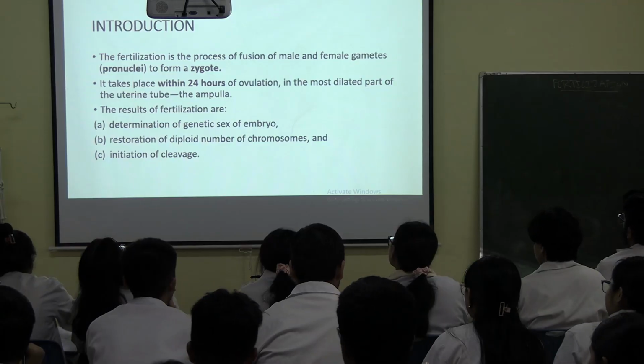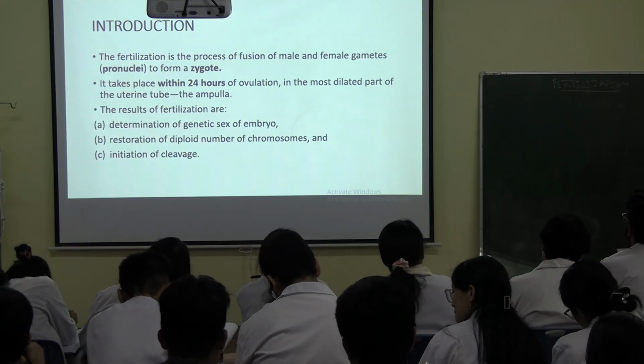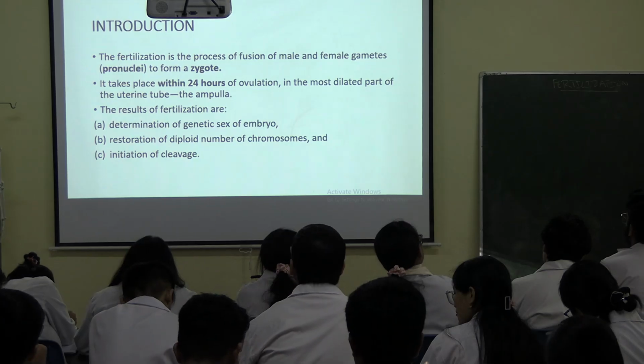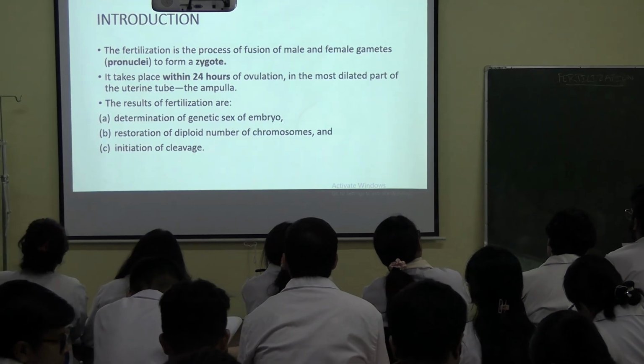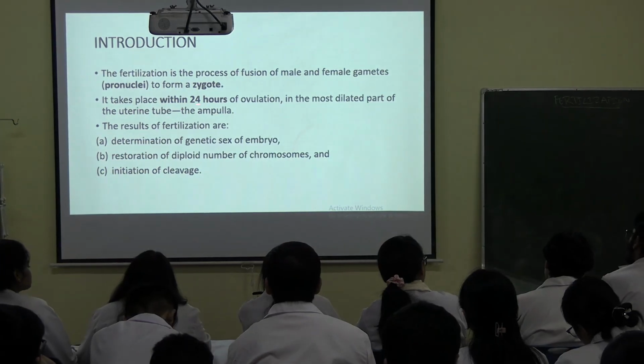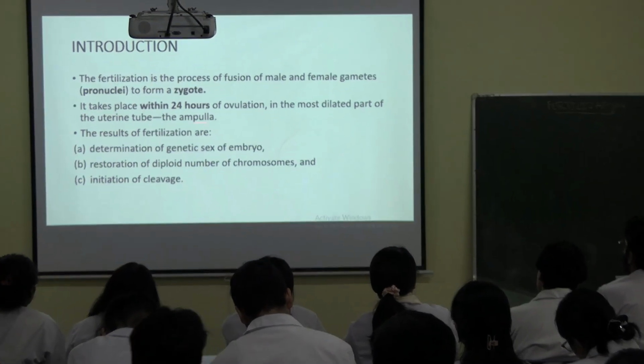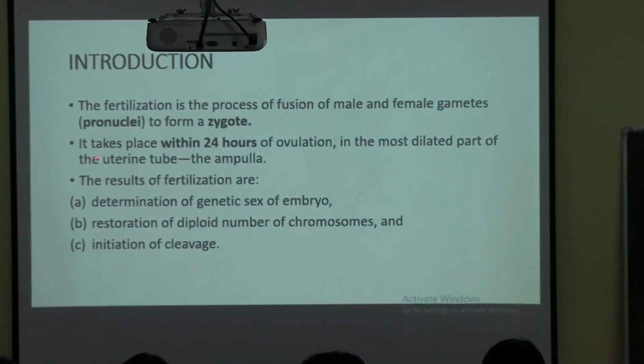The process of fusion of male and female gametes to form a single-cell structure called the zygote is the whole process of fertilization. It takes place within 24 hours of ovulation, and it happens in the most dilated part, that is the ampulla.